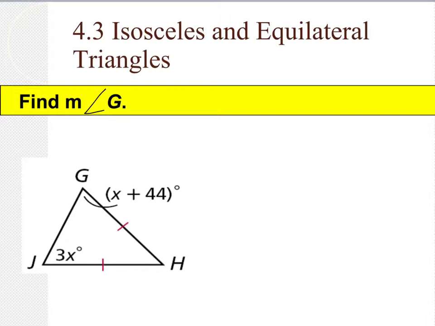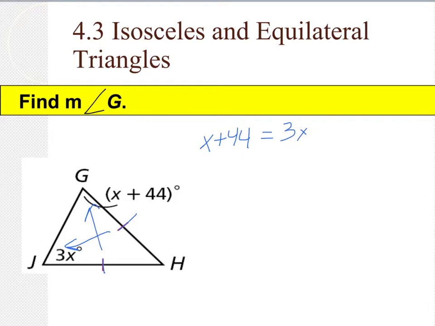Alright, we know that angle J and angle G have to be equal to each other. How do I know that they are equal? Well, it's an isosceles triangle, which means if those two sides are congruent, then angle G and angle J are congruent to each other. So x plus 44 is equal to 3x.